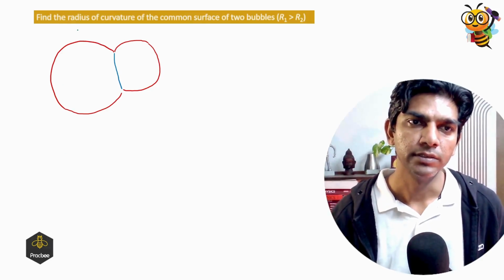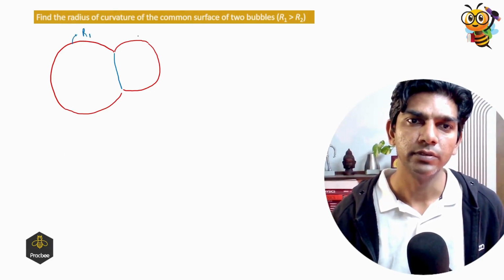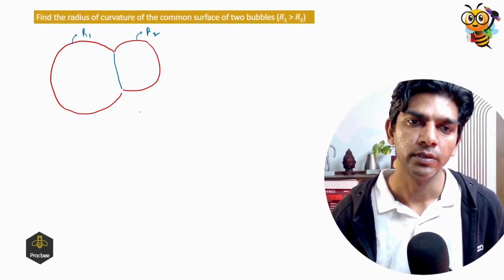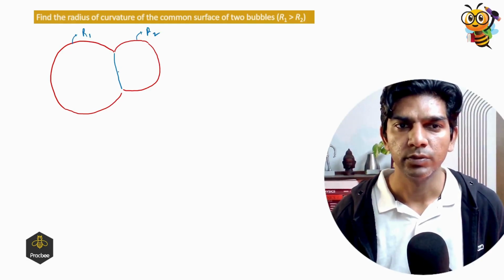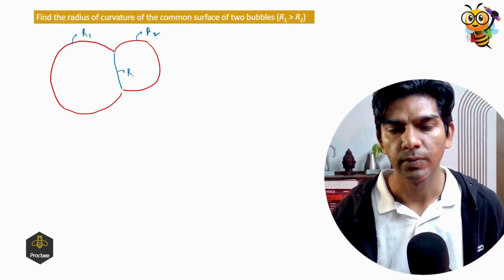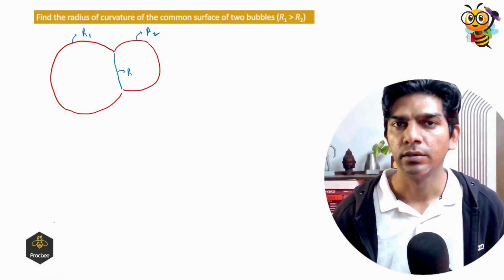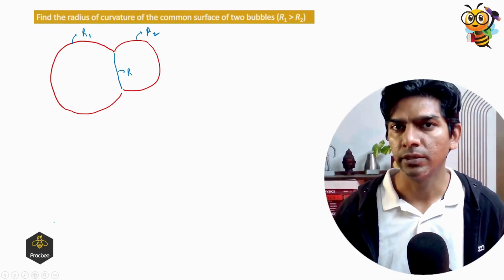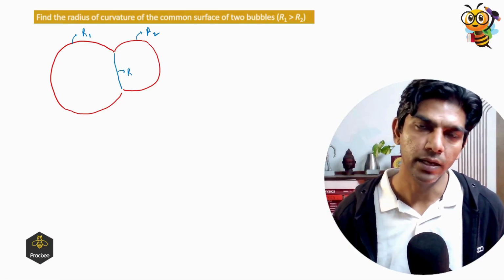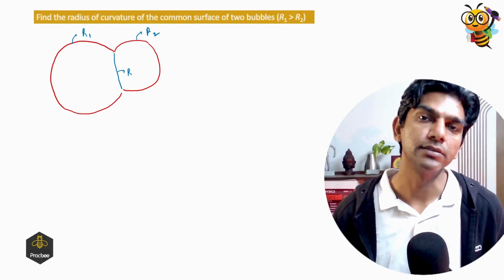Again, very basic question, right? So this bubble has a radius R1, this bubble has a radius R2, and let's say this surface has a radius R. So we have to find R. So we know that the excess pressure in case of a bubble is 4S by R, where R is the radius of curvature, S is the surface tension.